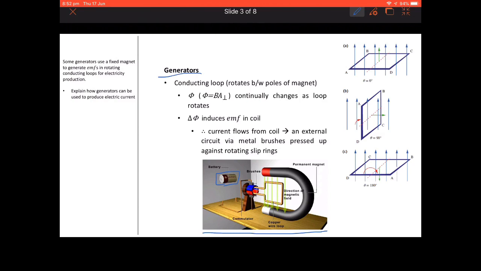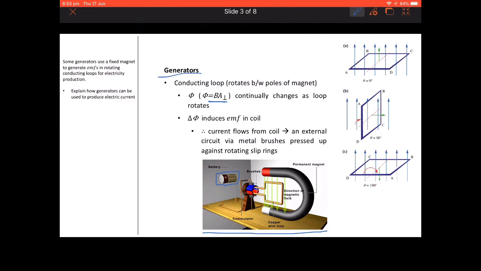So how this works, the conducting loop, which is the rectangle between the poles of the magnet, will rotate, and as a result, the flux, which is equal to the magnetic field strength multiplied by the area which the magnetic field is passing through, so in this case the area of the conductor, continually changes as the loop rotates because of the changing angle of the loop relative to the magnetic field.